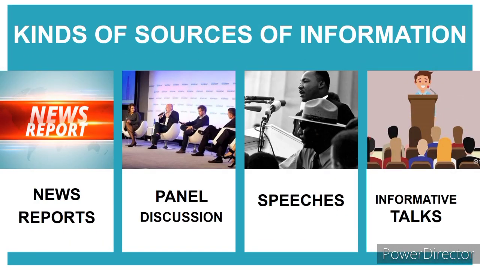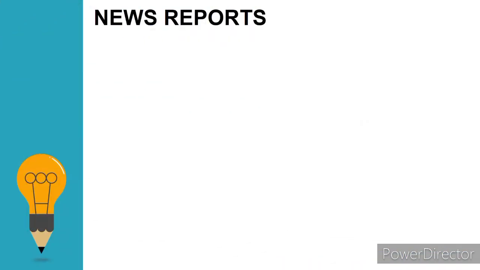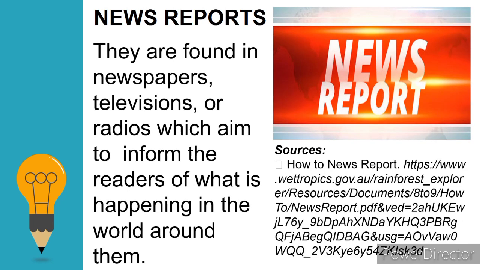Here are some of the discussions which will help you familiarize the different sources of information and some tips on how you can get important details from a news report, speeches, panel discussions, and informative talks. What are news reports? They are found in newspapers, televisions, or radios which aim to inform the readers of what is happening in the world around them.